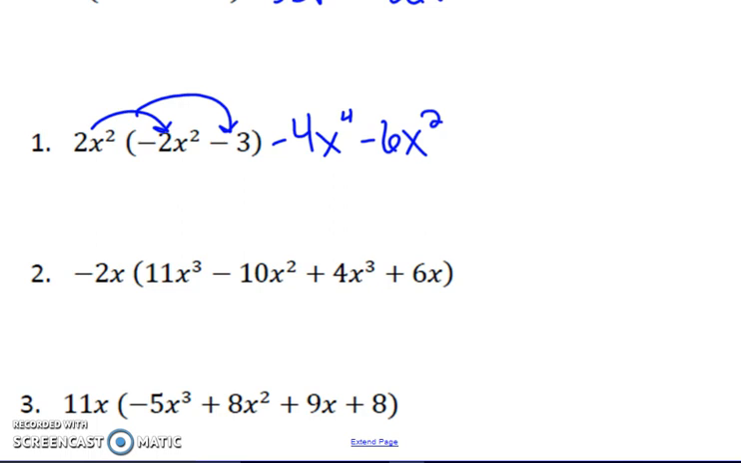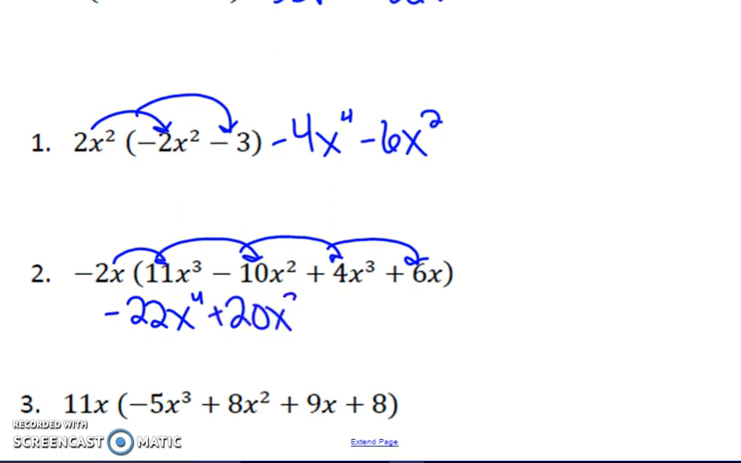Now, if we look at our second number 2, we have a negative 2x out in front. There's 4 terms on the inside, so we're going to distribute that negative 2x to all 4 terms. It does not matter how many you have. Negative 2 times 11 gives me negative 22. X and x to the 3rd, 3 plus 1 is 4, so to the 4th power. Negative 2 times negative 10 gives me a positive 20. This is going to become x to the 3rd because 2 plus 1 gives me that 3. Well, negative 2 times a positive 4 is negative 8. X to the 4th. And my final term, negative 2 times positive 6, is negative 12x squared.